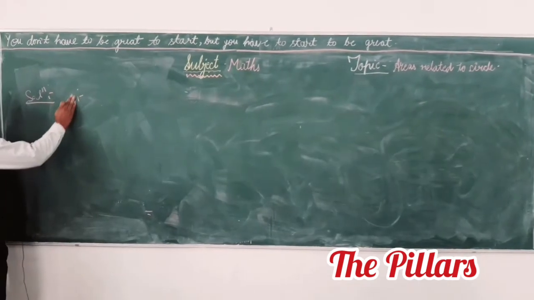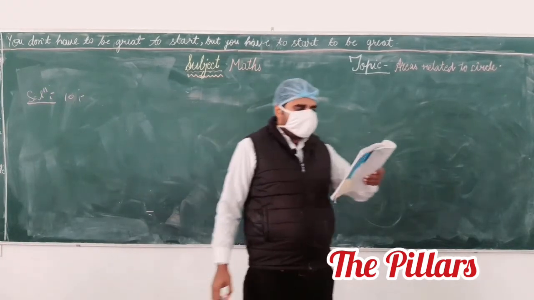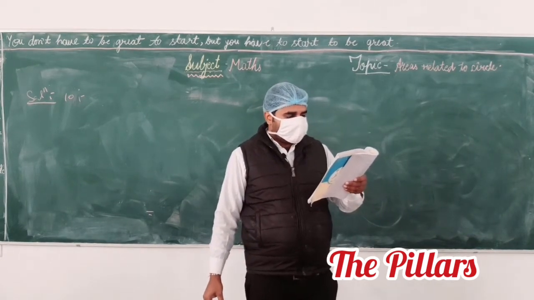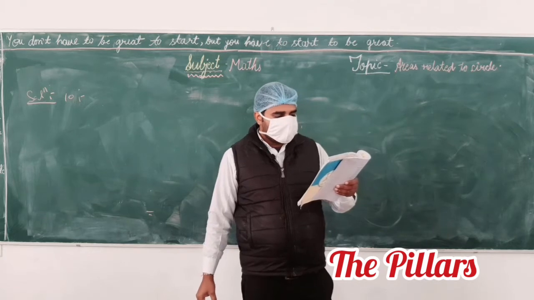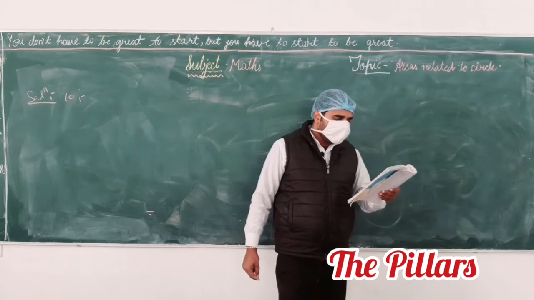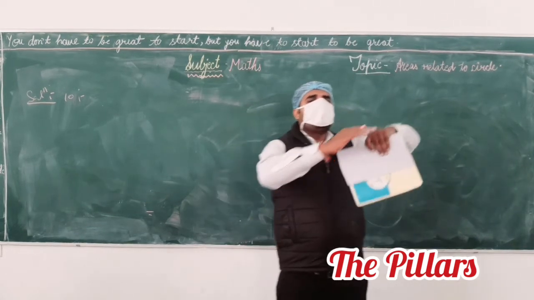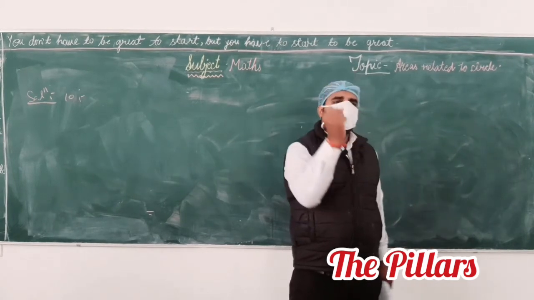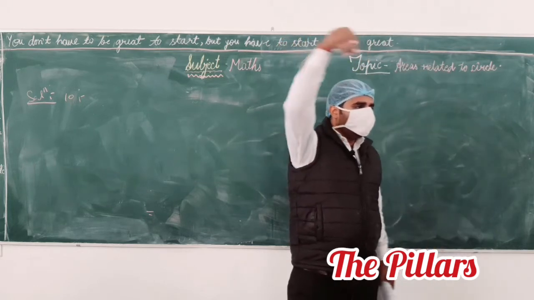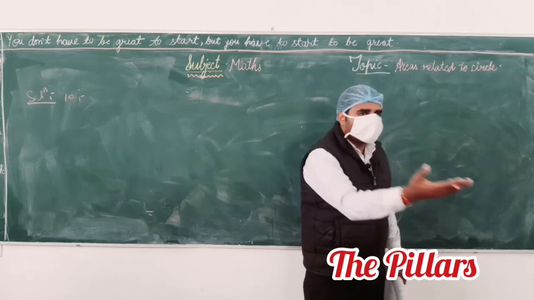Question number 10. Suppose you have an umbrella that has 8 ribs which are equally spaced. Assuming the umbrella to be a flat circle of radius 45 centimeter, find the area between two consecutive ribs of the umbrella. The question says to assume the umbrella to be a flat circle. Suppose we open our umbrella like that. You see there is a circle or not?